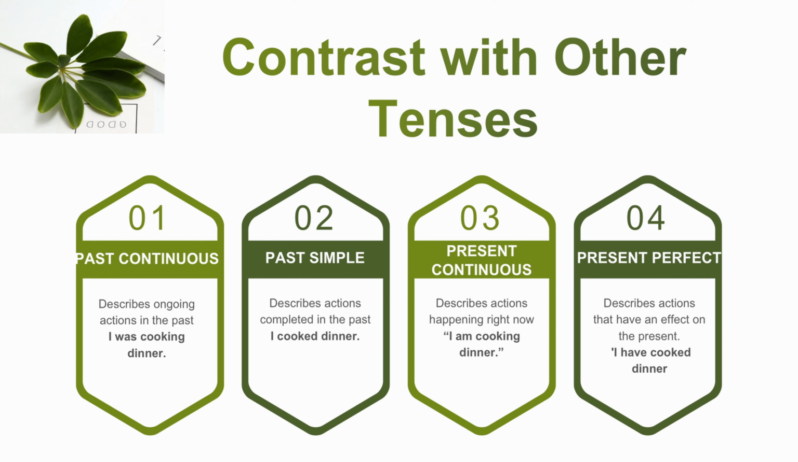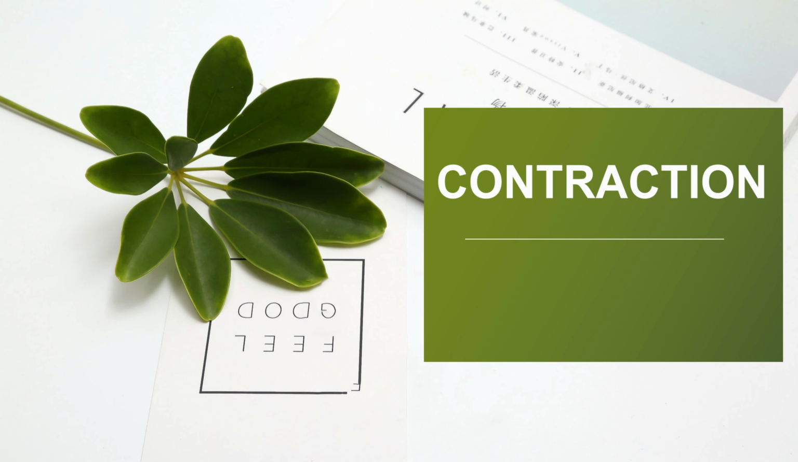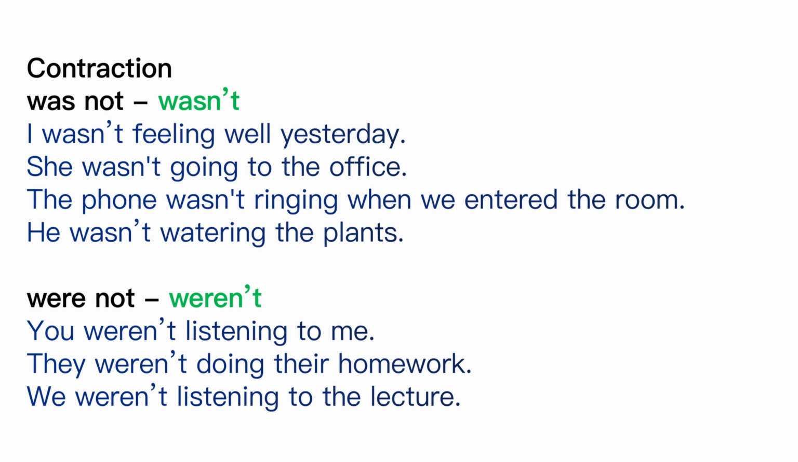Understanding how past continuous differs from other tenses is vital. Let's briefly contrast it with three other key tenses. So, past continuous basically describes ongoing actions in the past, like I was cooking dinner. In past simple, we convey completed actions in the past. I cooked dinner. In present continuous tense, we relate to actions happening in the present. I am cooking dinner. Whereas the present perfect describes actions that have an effect on the present. I have cooked dinner.